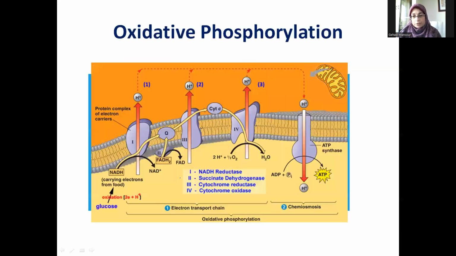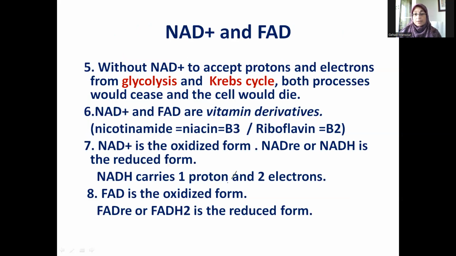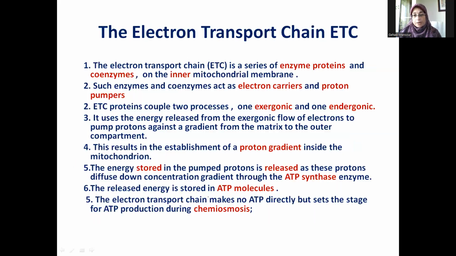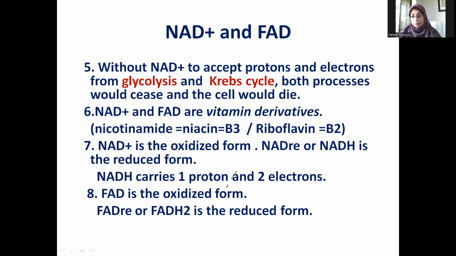Let me see how they wrote it on the slide. Yes, it carried 1 proton and 2 electrons. Why 2 electrons? Because NAD has received 1 electron to neutralize its charge, and then has received another electron in the whole hydrogen atom. So this can be written NAD. Here we have neutralization, and then here this is a whole hydrogen atom.